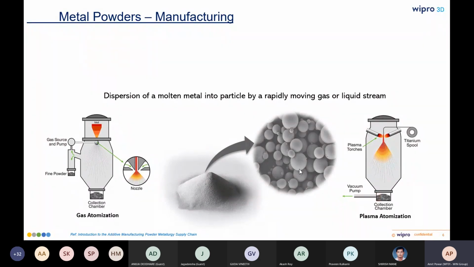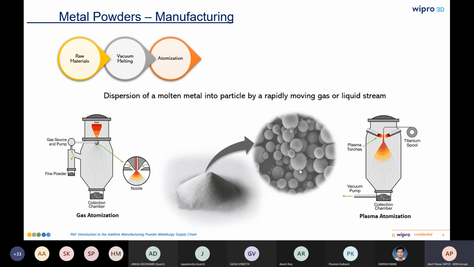So the first stage of this manufacturing process is the segregation of the raw material as per the requirements, and then the raw material is melted in the vacuum melting furnace. The next stage is the atomization. In this stage, the molten metal is passed through a small orifice to create a molten metal stream. And then this metal stream is broken by a jet of inert gas or water. If gas is used to break this stream, it is called a gas atomization process, and if water is used, it is called a water atomization process.